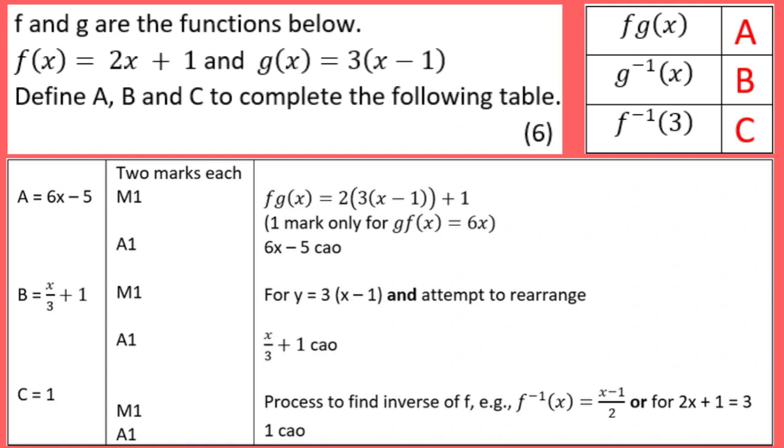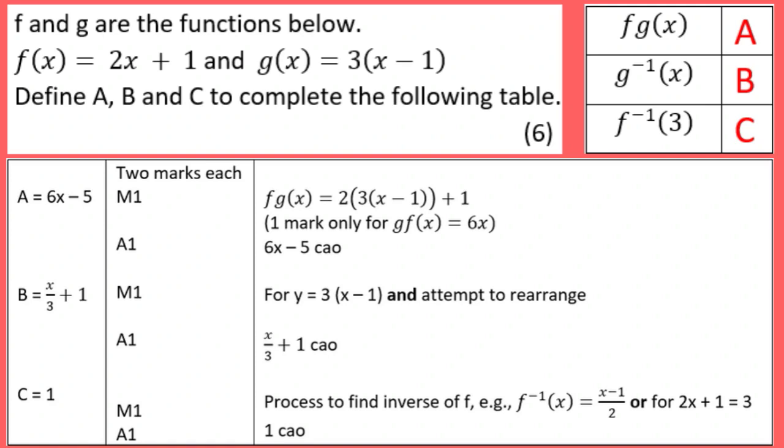for 2 marks. To then work out the inverse of g, the best method is to replace g of x with y. So y equals 3 lots of (x minus 1), and then rearrange so that x is the subject of the formula, and then replace y with x to get the final answer. So if we rearrange y equals 3 times (x minus 1), we get that x is equal to y over 3 plus 1, giving us that the inverse of g is x over 3 plus 1, because we replace y with x.